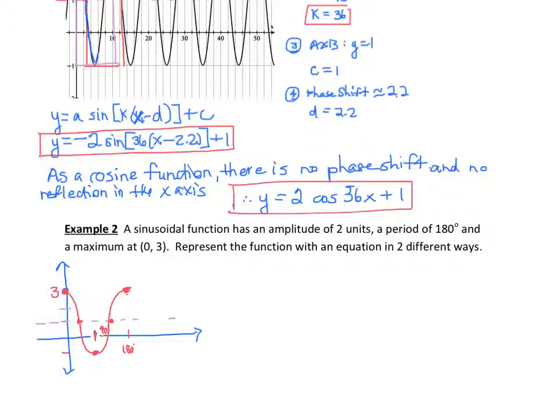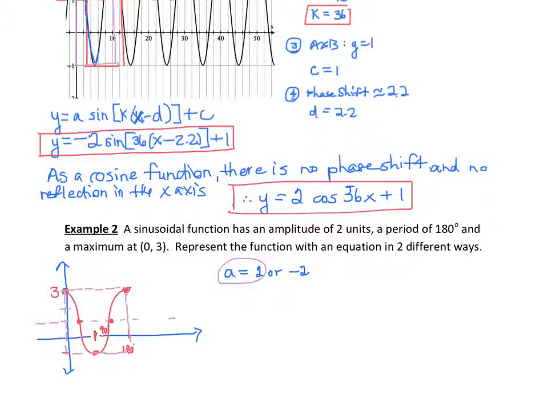So now we can see that the a value here will be 2 or -2. And how will we decide? Well, let's find this equation as a cosine function first. So as a cosine function, we'll draw the box around the first cycle of the curve, like so. There'll be no phase shift at all, and since we are starting at the max point, a will be 2.